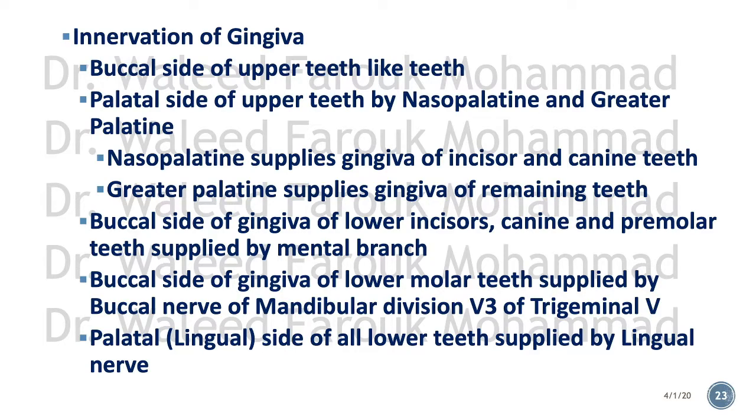But the buccal side of the lower molar teeth is supplied by the buccal nerve of mandibular division of trigeminal. We will study the buccal nerve when we get to the infratemporal fossa. It's a sensory nerve. Don't confuse that with the buccal branch of facial nerve. This other branch is motor. The palatal or lingual side of all the lower teeth are supplied by the lingual nerve.